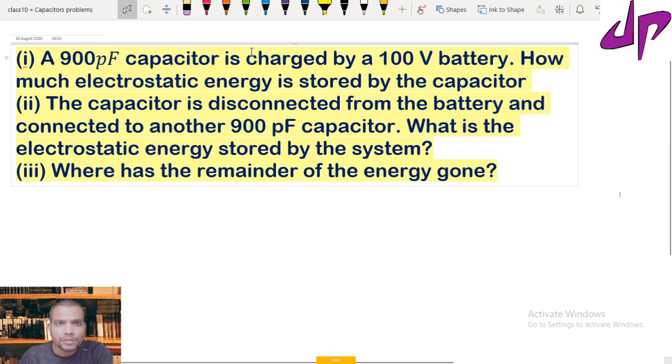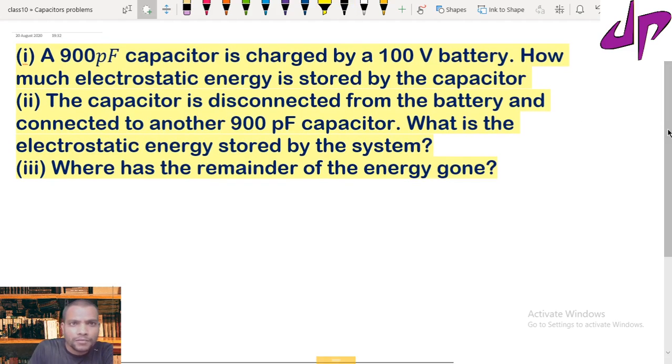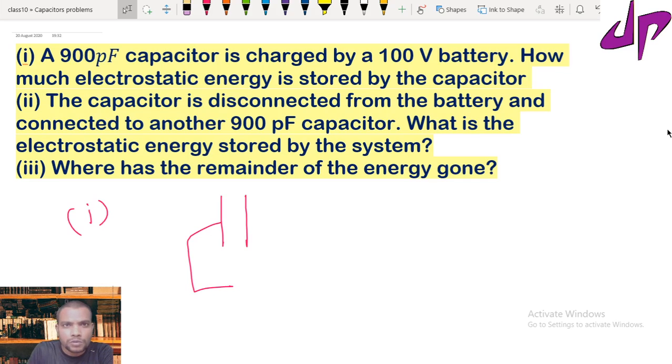First, let's solve one by one. Try to draw the circuit diagram for the first case. So for the first case, given a 900 picofarad capacitor, suppose this is a parallel plate capacitor, it is connected to a potential source. So the potential source is a battery.